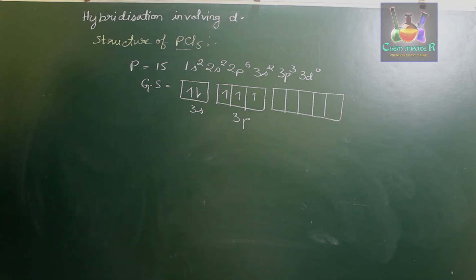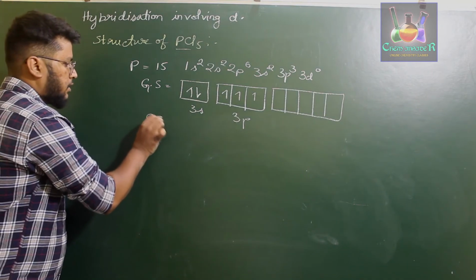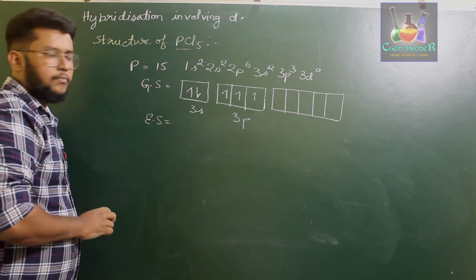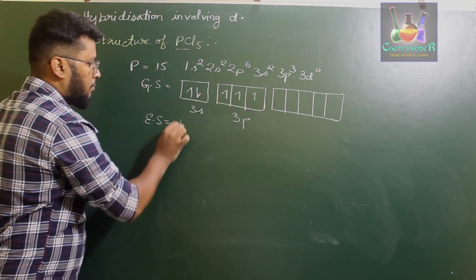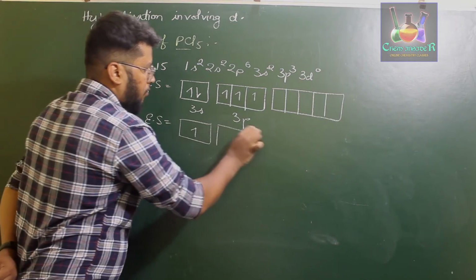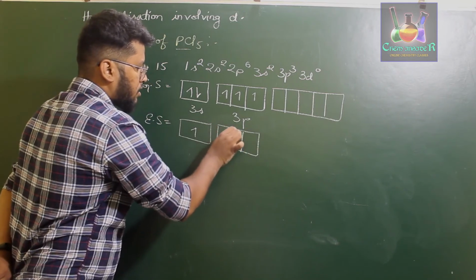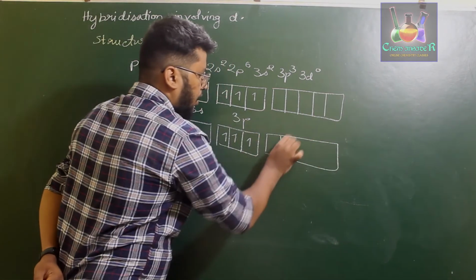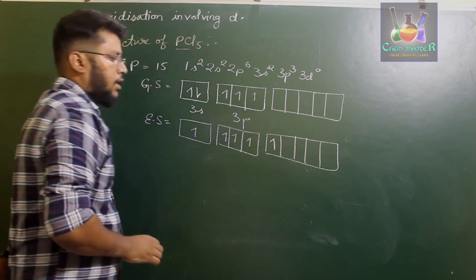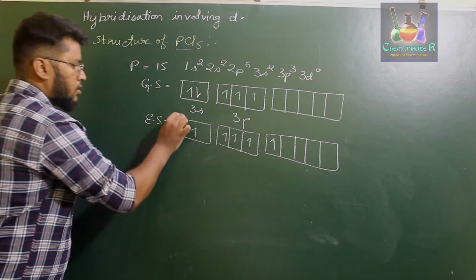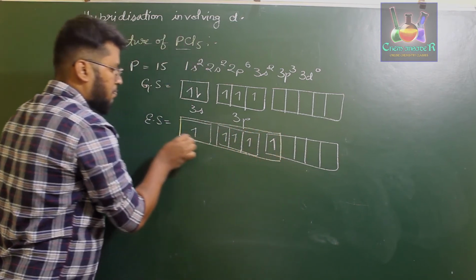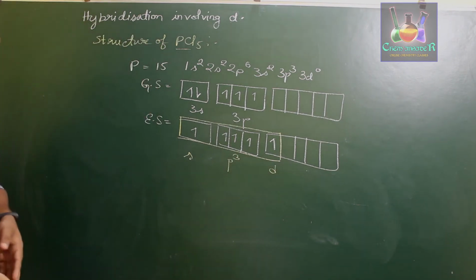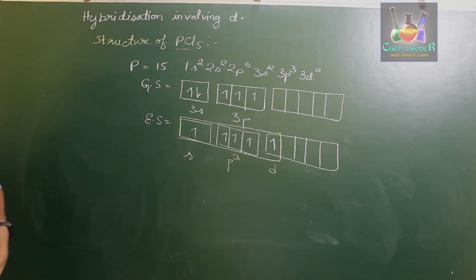Now what happens here is, in the excited state, one of the 3s electrons jumps to the empty d orbital, leading to the formation of 1 electron in 3s, 1 electron each in the 3p orbitals, and 1 electron in one of the empty d orbitals. Therefore it undergoes sp3d hybridization to form 5 sp3d hybrid orbitals.